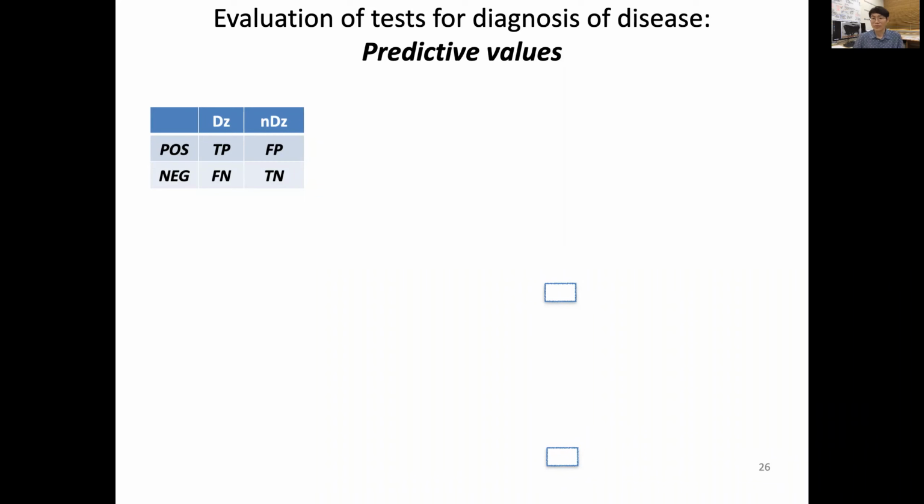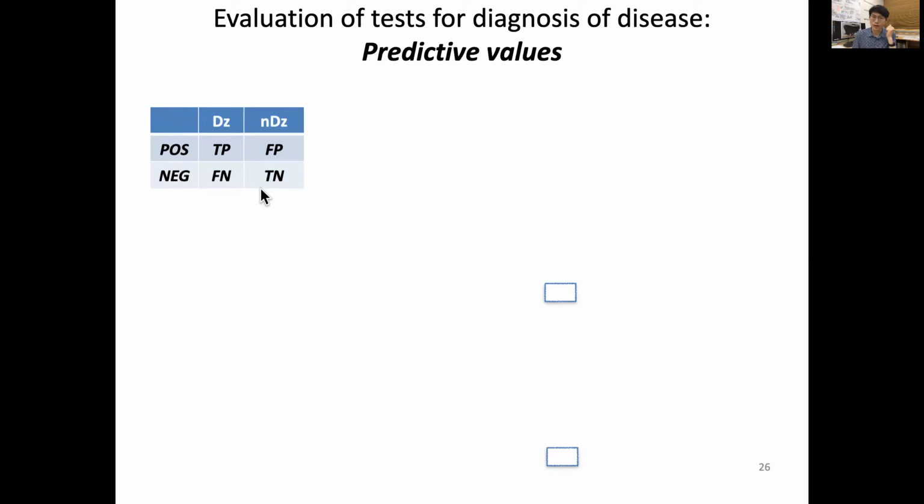Those are the other aspects: what if you have a positive test result and you are curious about whether someone really has a disease or not? Or I already got a negative result, how much do I trust that I do not have the disease? That's about predictive values. Does it make sense? Okay, so let's consider an example.